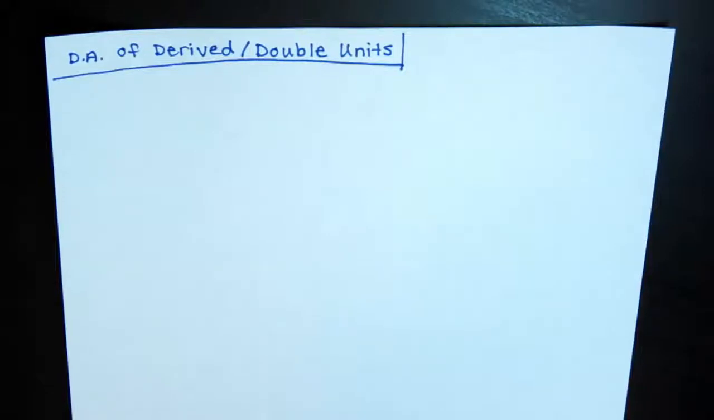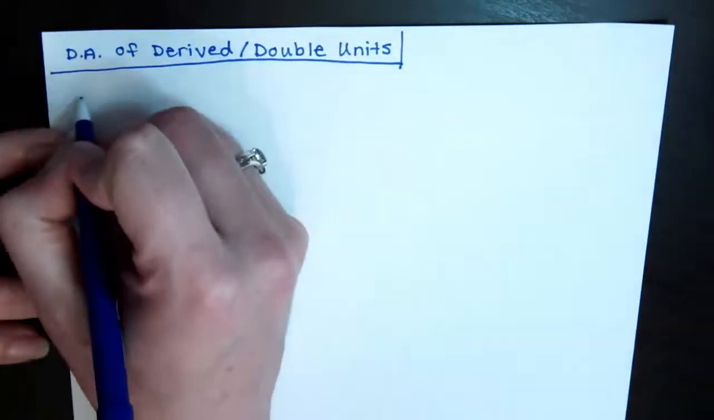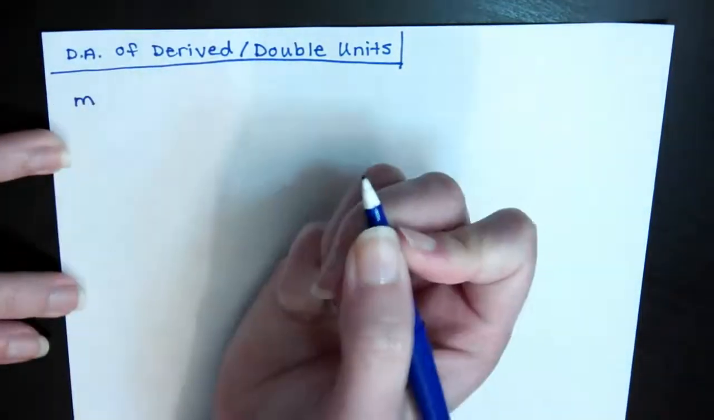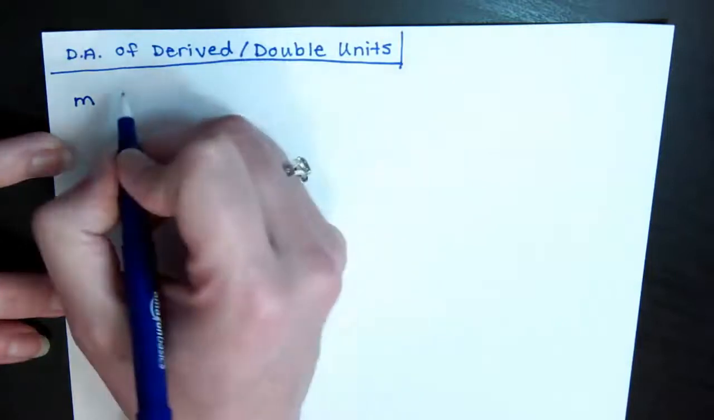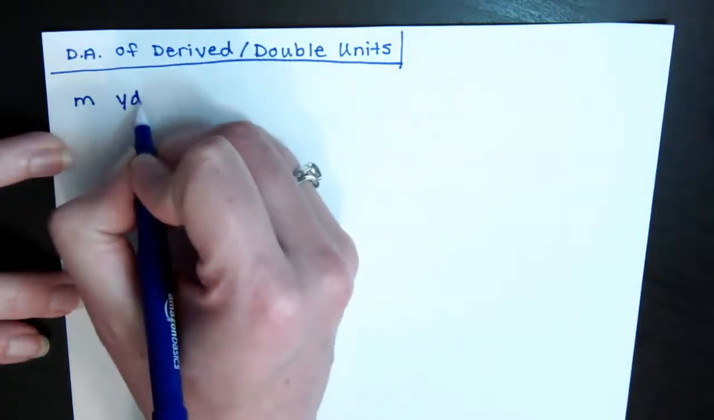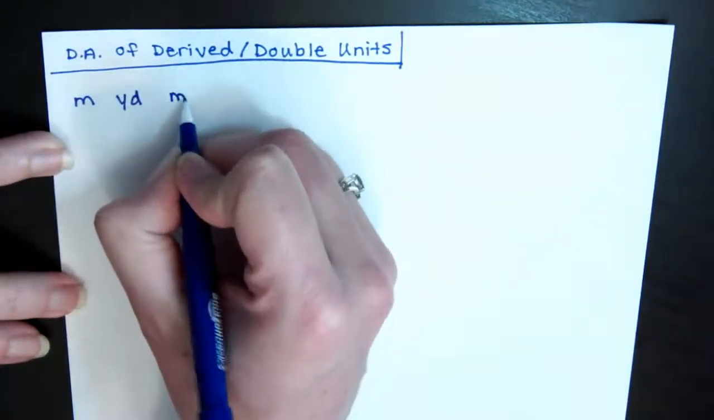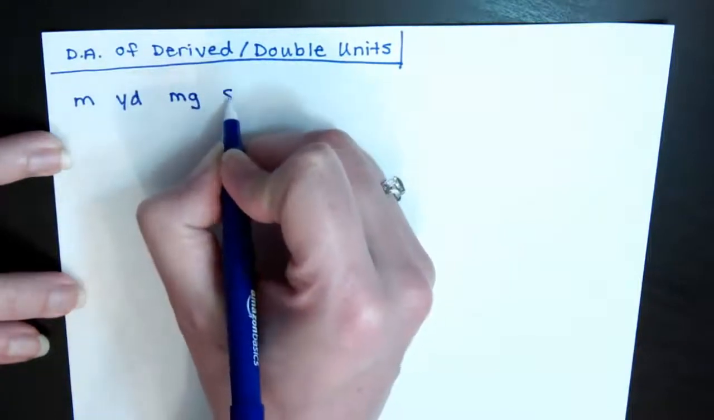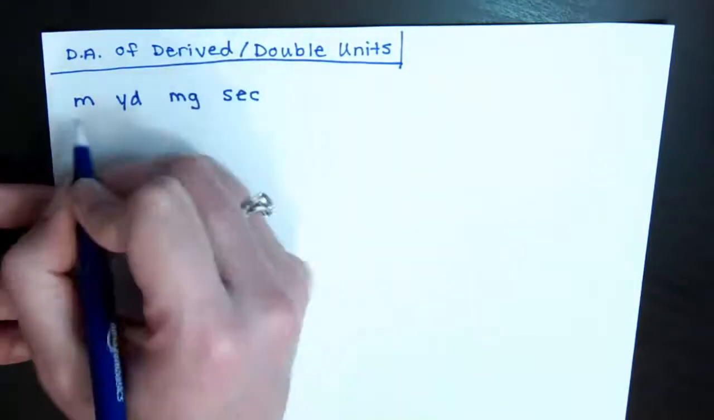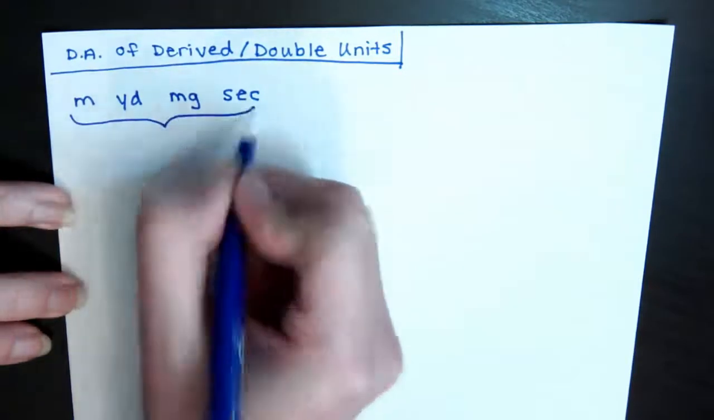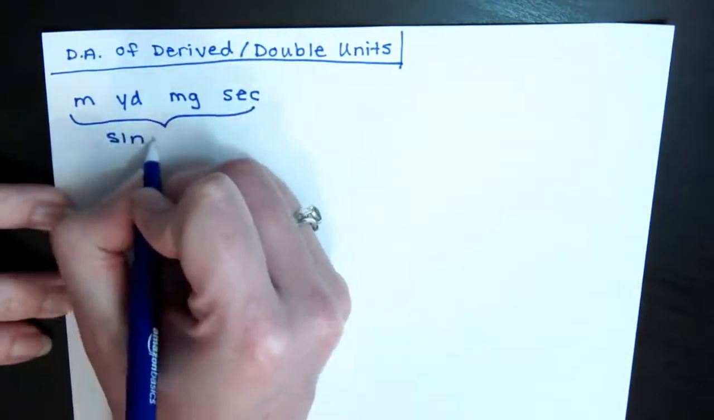Everybody, this video is going to be about dimensional analysis of derived, or sometimes called double units. So a single normal unit might be something like meter, yard, milligram, second. Those are single units.